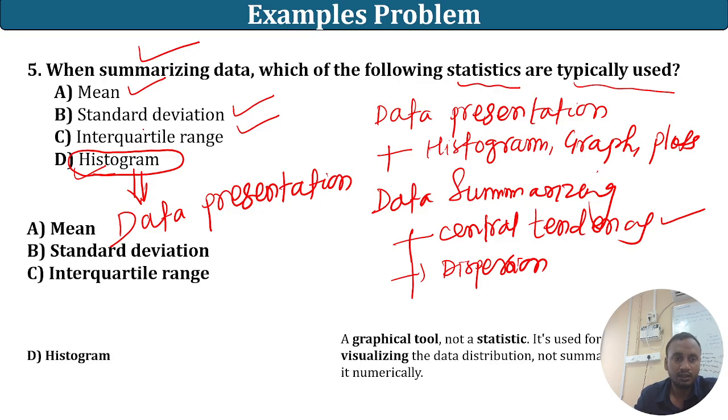Okay. So a histogram is actually a graphical tool, not a statistic. Again, it's a tool to visualize the data. It is used for visualizing the data distribution, not summarizing it numerically. Understood? So I think this can be clear.